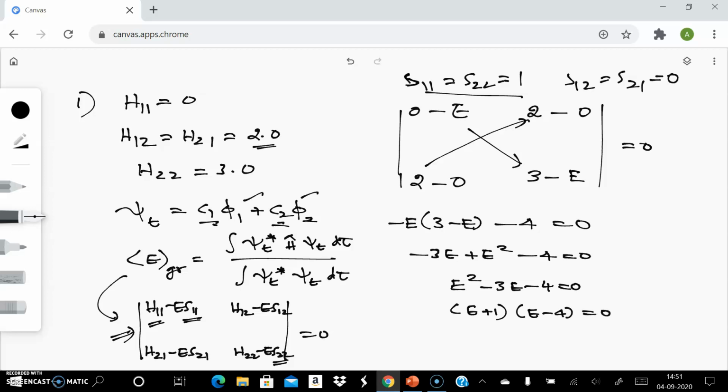So this is E into E gives E square, plus E minus 4E gives minus 3E, and you will get minus 4. These two are the factors, and if you simplify this, the plus 1 becomes minus 1 and the minus 4 becomes plus 4. So you will get two possible energy values, but in the given problem they are asking for ground state energy. Ground state means it is a bound state. In the bound state, energy should be negative, therefore the correct option should contain minus 1.